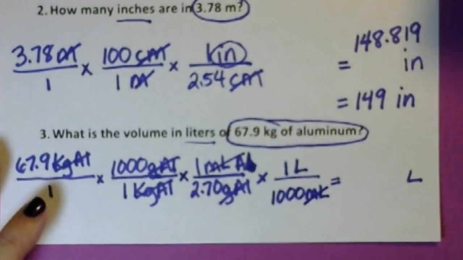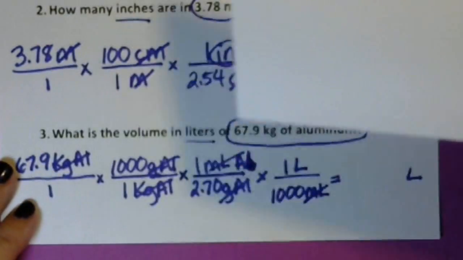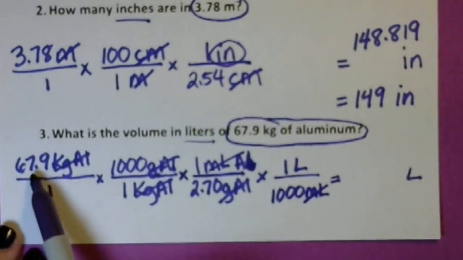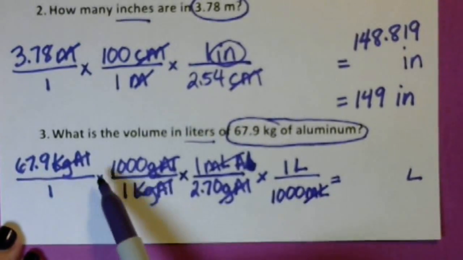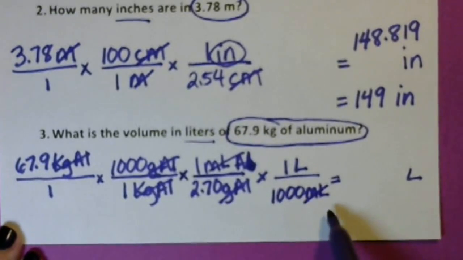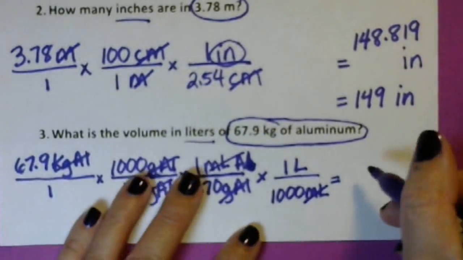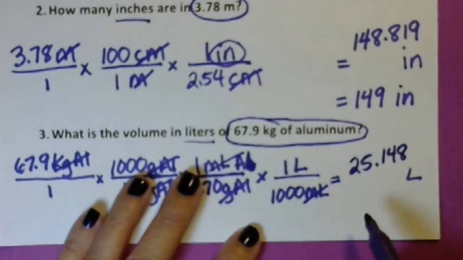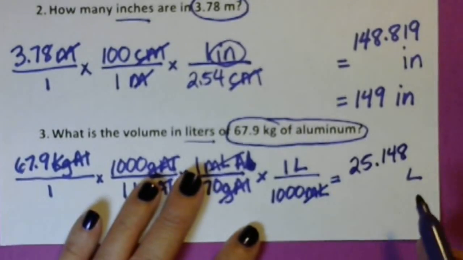So now I can go on to step 5, which is to solve. And I put this in my calculator. I have 67.9, forget the 1, times 1,000, divided by 2.70, divided by 1,000. And I get, once again, a longer number than I need. This is the unrounded number, something like 25.148.